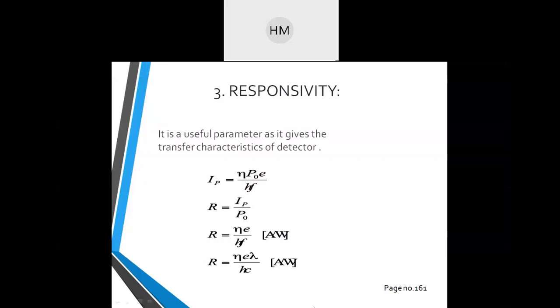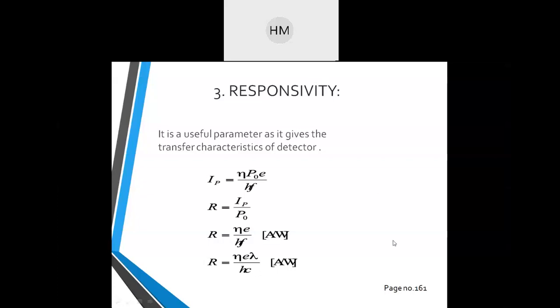It is eta e upon hf, and the unit is ampere per watt. The output photocurrent is given by the first equation, and responsivity is given by this. You have to remember these formulas because they are always asked in numericals. Okay, I think we have finished writing this down.